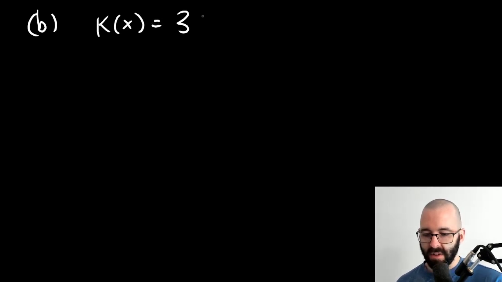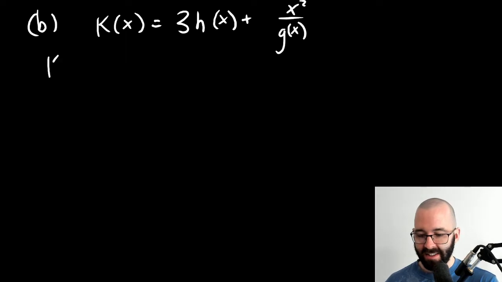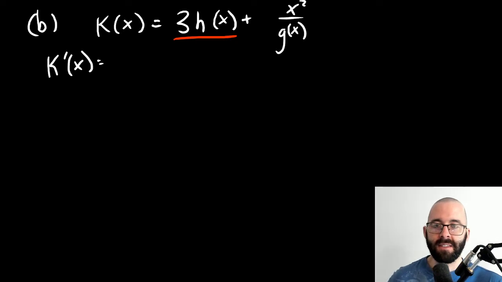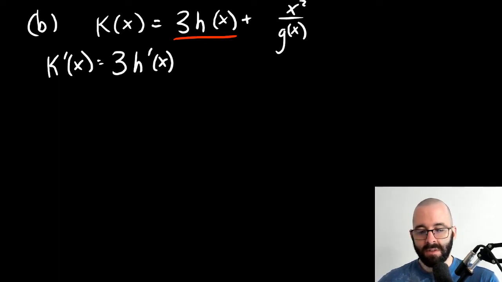Let's do another one. Find the derivative of this function, 3 times h of x plus x squared over g of x. And you might say, Jason, how do I find the derivative of this function? I don't even know what these functions are. And the answer is, it doesn't matter. We'll find it anyway. So k prime of x is going to be the derivative of this. We can use the constant multiple rule. The derivative of this is just 3 times the derivative of h. I don't know what h is, but the derivative is going to be h prime.